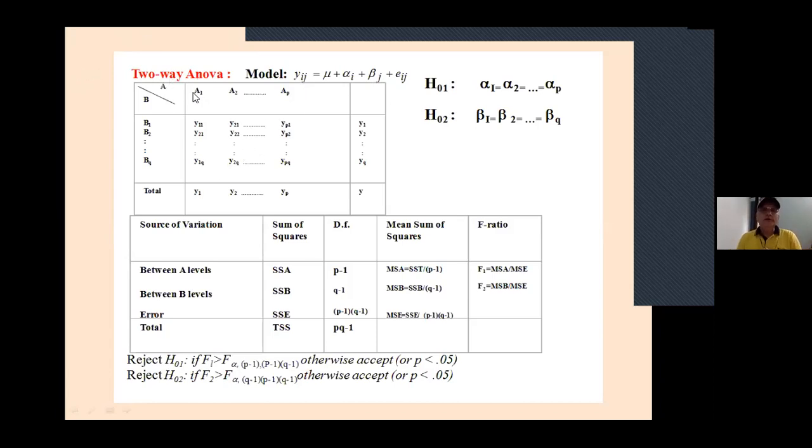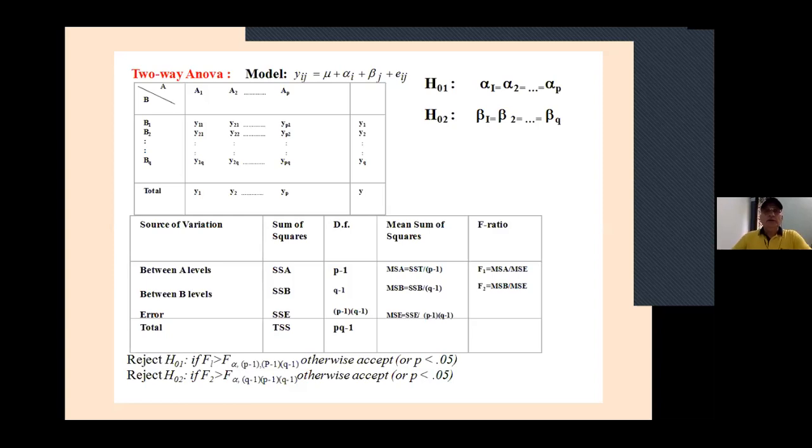So two-way ANOVA is basically an extension of one-way ANOVA when your response variable is affected by more than one factor. That means it is affected by 2 factors. If it is affected by 3 factors, then we have to go for 3-way ANOVA, 4-way ANOVA, and so on. All this is called multi-way ANOVA.